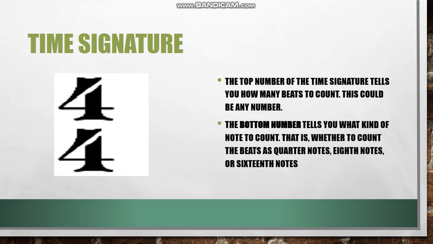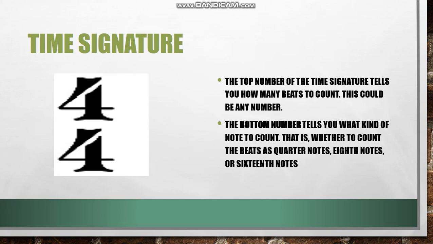The bottom number tells you what kind of note to count. That is whether to count the beats as quarter notes, eighth notes, or 16th notes. So you will have differences. Sometimes you will have 4/4, 2/4. Sometimes you will have 6/8, 12/8. You will have those different types of things. But right now, as I said, we're going to work with the time signature. This is how the time signature helps you out along with the music.